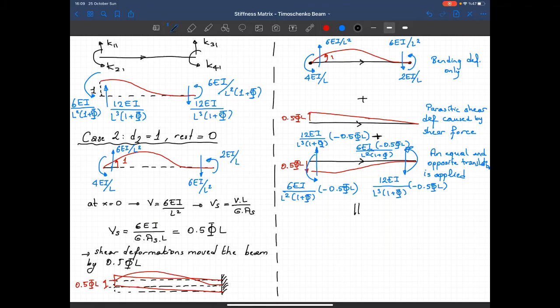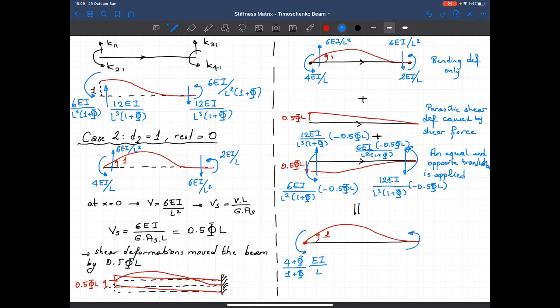The deformed shape will be as follows, right? Together with the shear deformation, again I will see the same deformed shape. That's equal to 1. No translation because we eliminated the translations due to shear. So when you add up all these forces, here the moment that I will get is this: (4 plus phi) divided by (1 plus phi) multiplied by EI over L.